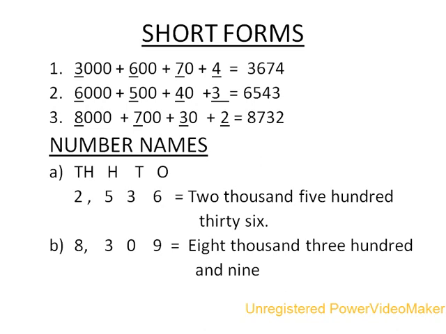Third example, 8000 plus 700 plus 30 plus 2. In this, the 1000 place will have 8, the 100 place will have 7, the 10th place will have 3, and 2 at the 1st place. So it will become 8732 in short form. As we know the place values, expansion, and short form, we can do the number names also.